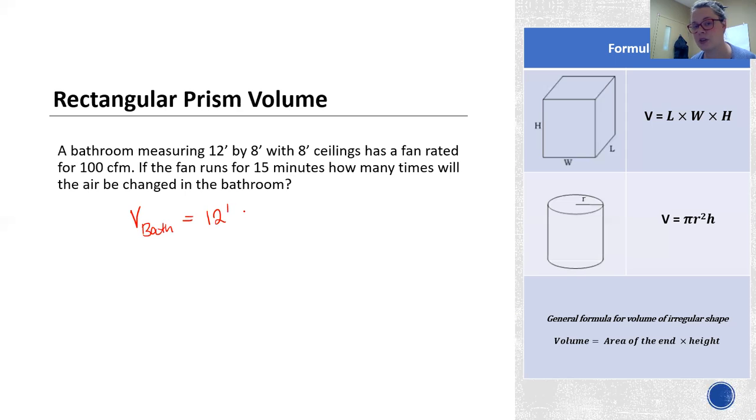That's 12 by 8 by 8. Leaves us with 768 cubic feet. Now we want to know, okay, that's how much air is in the bathroom. In 15 minutes, how much air can that fan move? So how much air in 15 minutes?